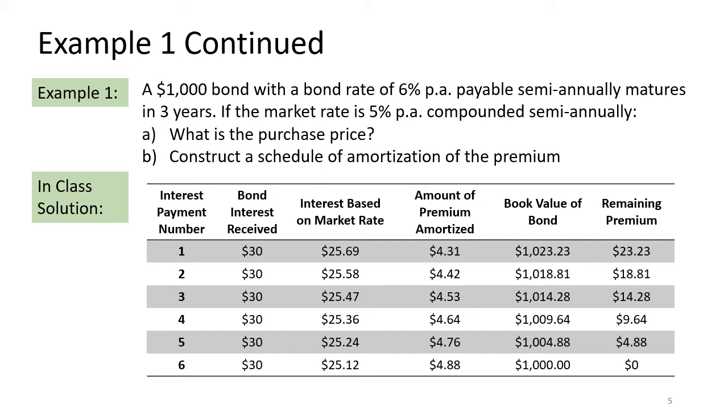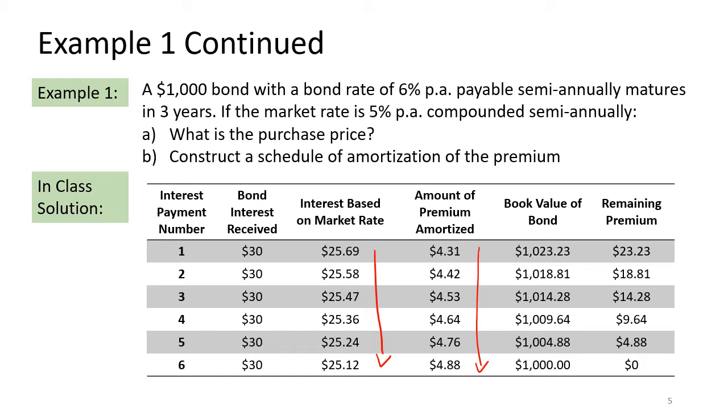So this is the completed table. Okay, so what you can see here is the values that we've calculated already, the $25.69, $25.58, and each of these premiums. Okay, so we calculated all those, and what happens is as we have more bond interest payments received, our interest went down, and subsequently the amount of our premium that was amortized went up.